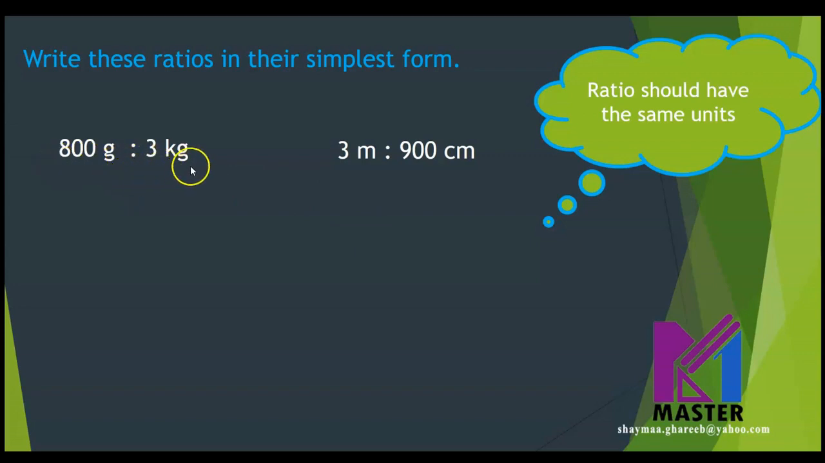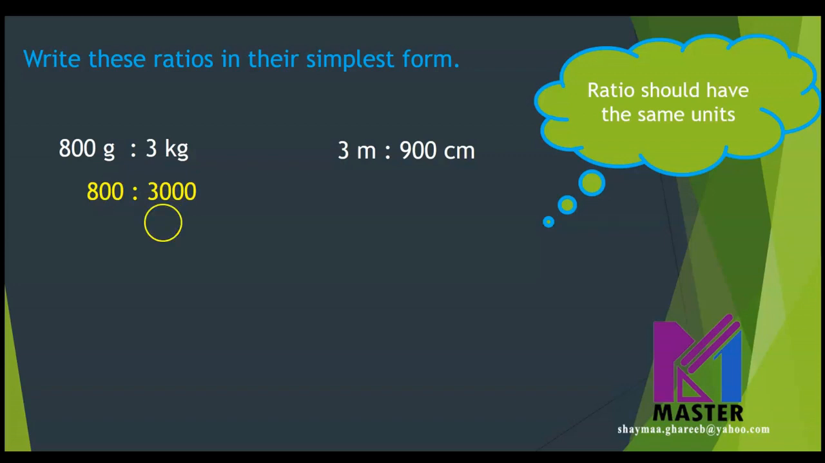In this case, I'm going to change the kilograms into grams. How many grams are there in 3 kilograms? 3,000. Then I will rewrite the ratio in grams. So it will be 800 grams to 3,000 grams. Now both numbers have the same unit, which is grams.